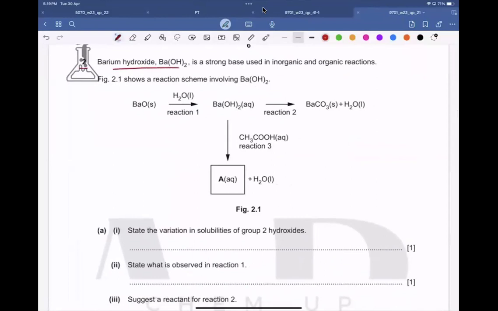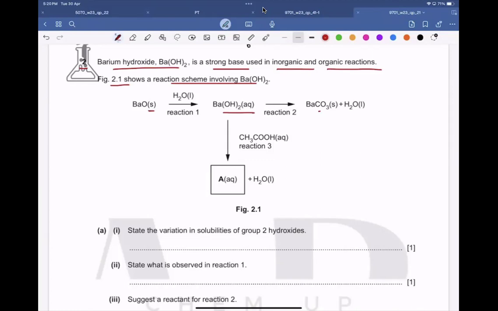Barium hydroxide is a strong base used in inorganic and organic reactions. Figure 2.1 shows the reaction scheme involving barium hydroxide. Okay, so we have started with the solid barium oxide, which dissolves in water forming barium hydroxide aqueous. On heating, in reaction 2, it turns into barium carbonate and water, and in reaction 3, A is formed.